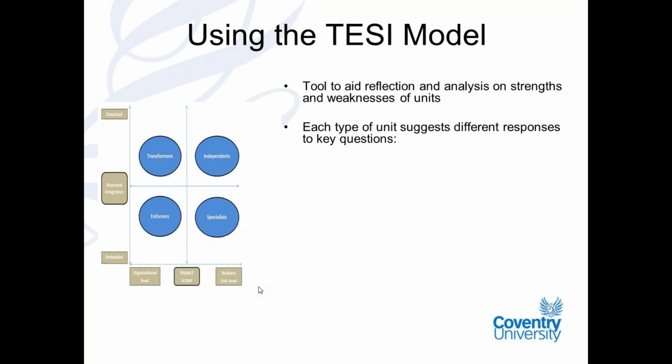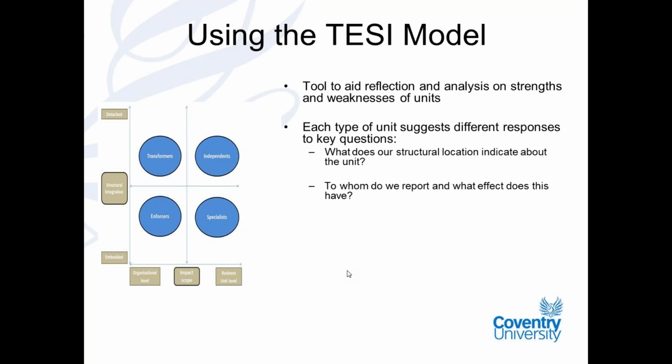So I think one of the ways of doing that is asking a series of different questions that can help you to think about where you might be located within the model, and also to reflect on the strengths of what you're doing as change managers in your organisation. So I've just some questions here. What does your structural location indicate about the unit? To whom do you report? What effect does that have on the change management unit, how it's seen across the organisation?